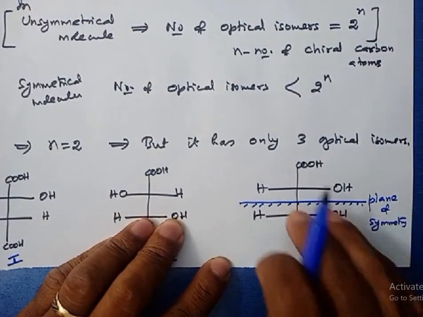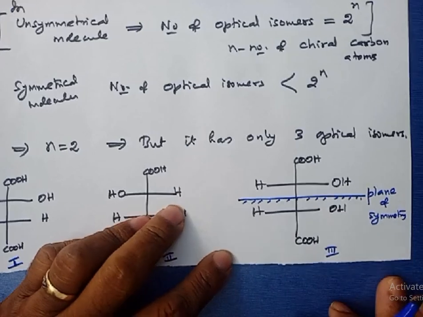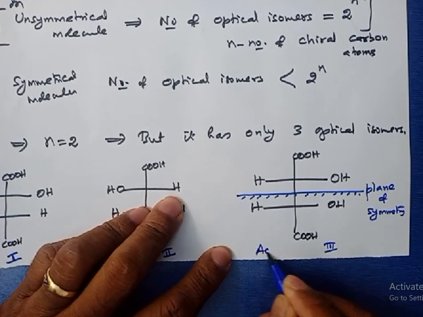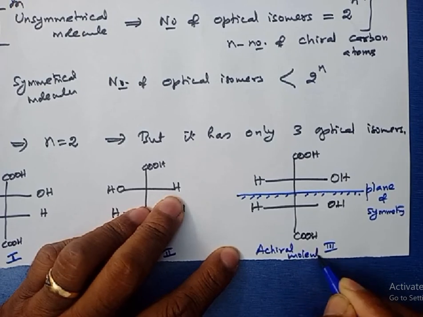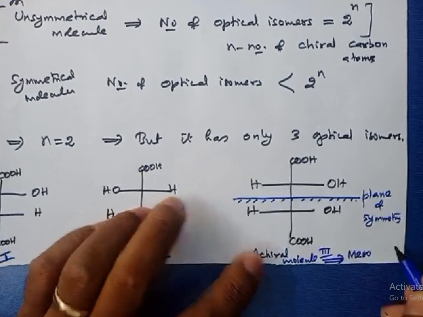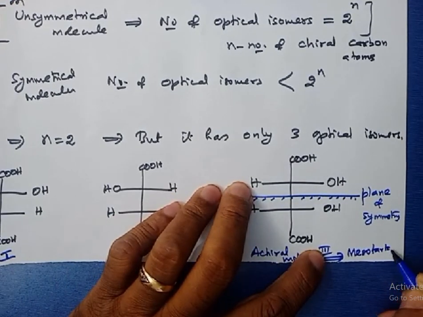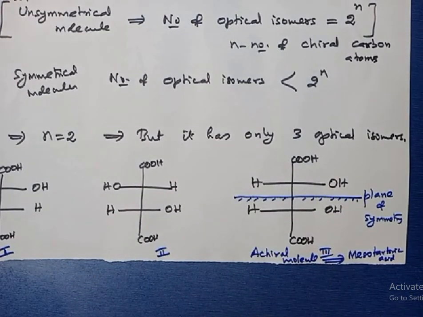It cannot rotate light. If a molecule is achiral, it cannot rotate light. That's all. So this is an achiral molecule, and this molecule is called mesotartaric acid. Students, keep this in mind. Tartaric acid has 3 optical isomers.